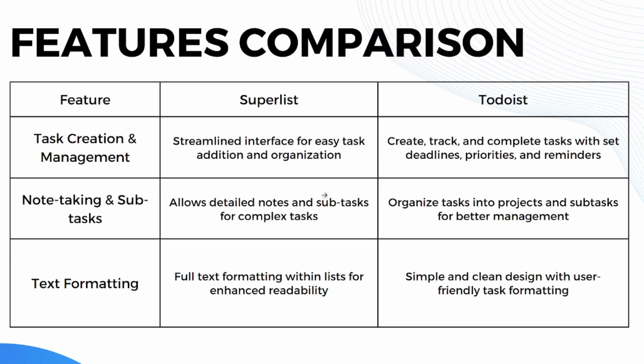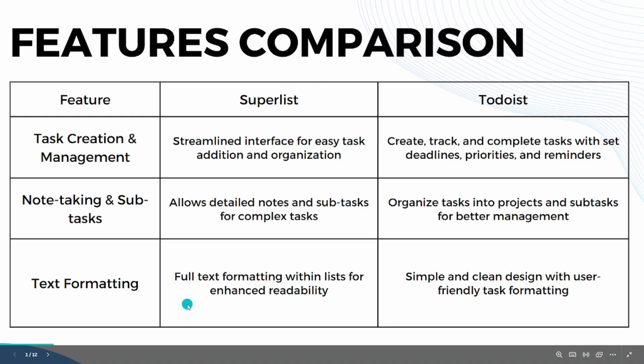So now let's go directly to the features comparison. So when it comes to task creation and management, Superlist has a streamlined interface for easy task addition and organization, while Todoist can create, track, and complete tasks with set deadlines, priorities, and reminders. When it comes to note-taking and subtasks, Superlist allows detailed notes and subtasks for complex tasks, while Todoist organizes tasks into projects and subtasks for better management.